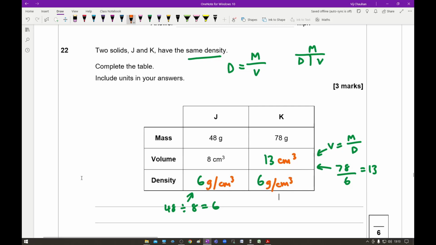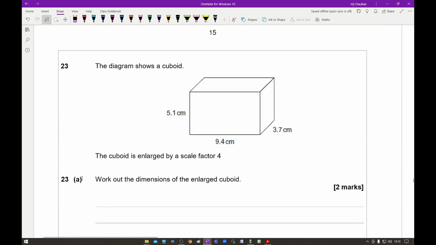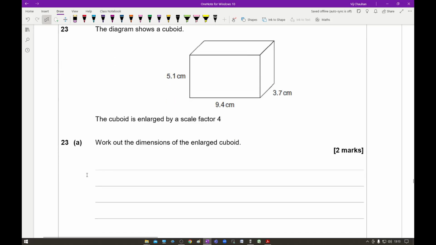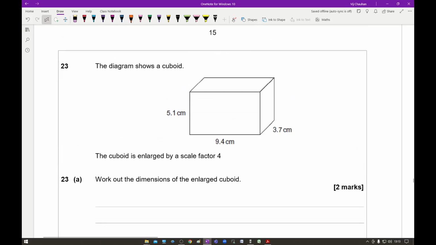And there we go. Moving on to question 23, it says the diagram shows a cuboid. The cuboid is enlarged by a scale factor of 4. Work out the dimensions of the enlarged cuboid. So for this, all we need to do is basically multiply each of the lengths by 4.